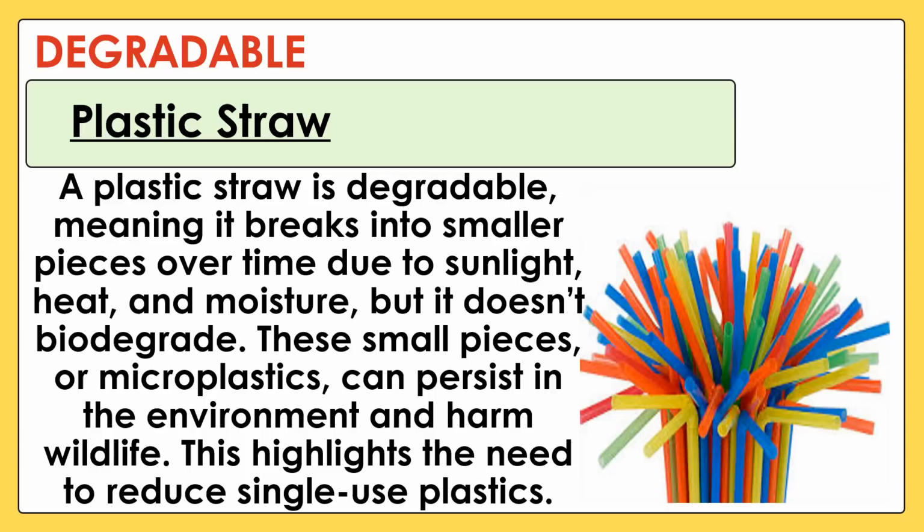These are the examples for degradable. First, plastic straw. A plastic straw is degradable, meaning it breaks into smaller pieces over time due to sunlight, heat, and moisture, but it doesn't biodegrade. These small pieces of microplastics can persist in the environment and harm wildlife. This highlights the need to reduce single-use plastics.